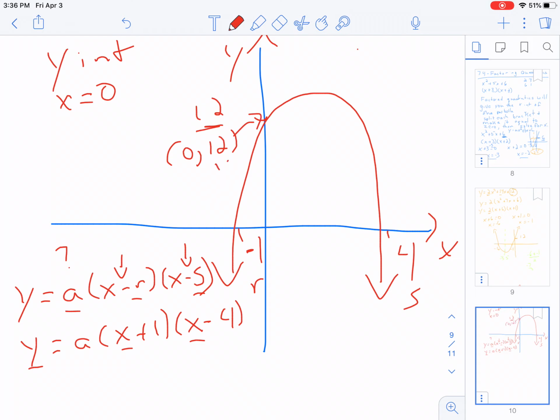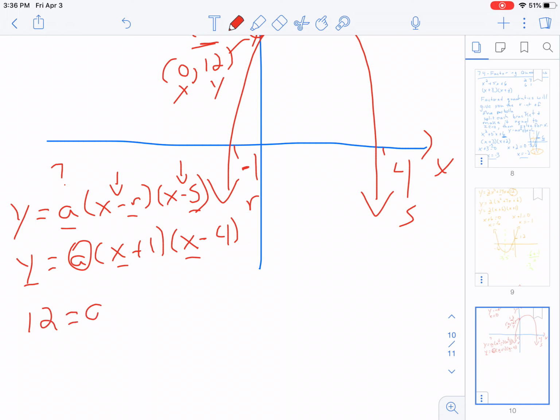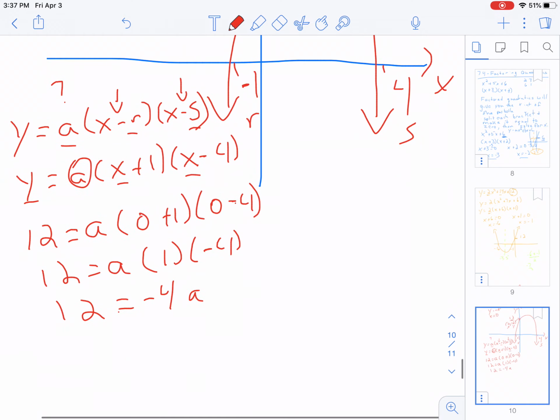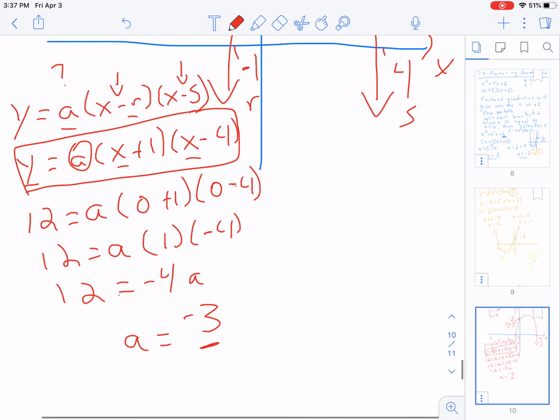So what I can do is I can plug this in for y, this in for x, and then I can solve for my a value here. So what that's going to look like now is I put 12 in, equals a, which I still don't know, times 0 plus 1 times 0 minus 4. All right, so we'll work this all out. It becomes 12 equals a times 1 times -4. So that's going to be 12 equals -4a. My a value equals -3. So now if I want, I can plug this back in to this equation up here. So it's going to look like this.